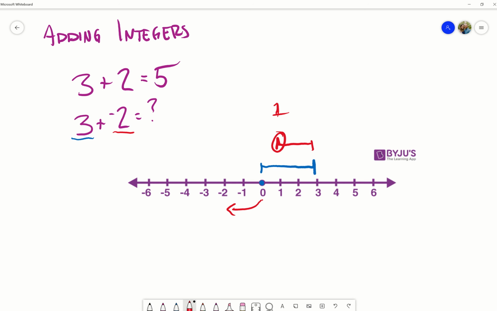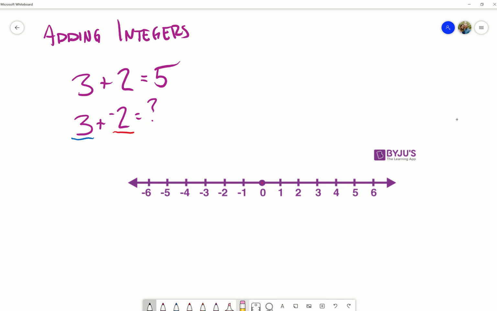Now, is that confusing? If it is, that's okay. We're going to deal with this a lot. I don't love using the number lines. I like just teaching you the rules that we need to know to be successful in our integers.